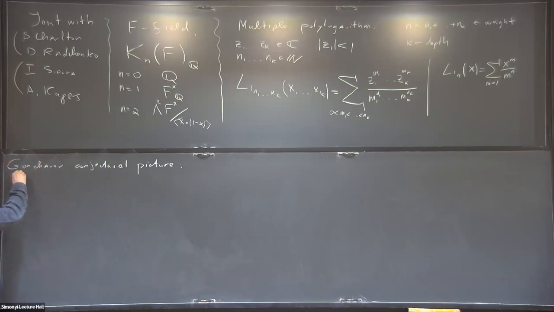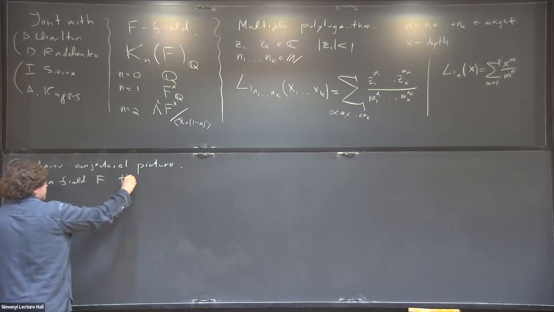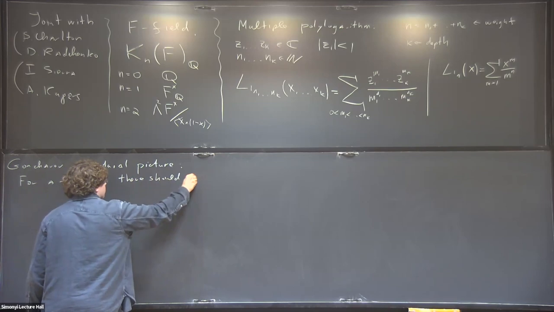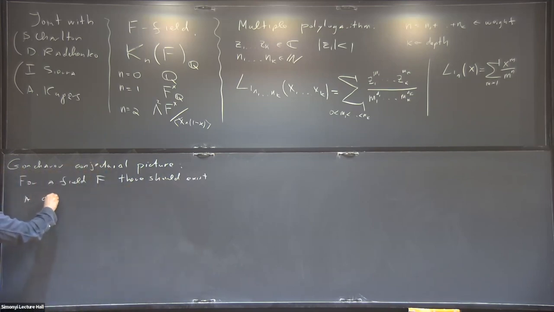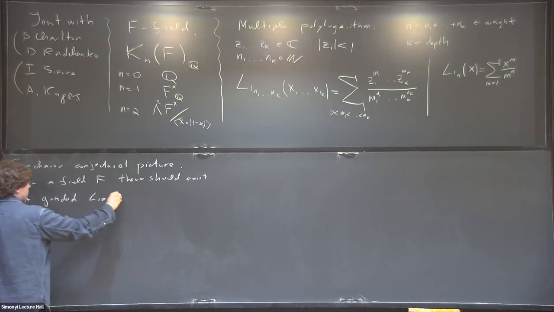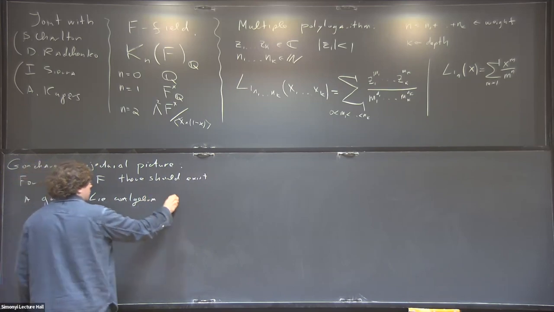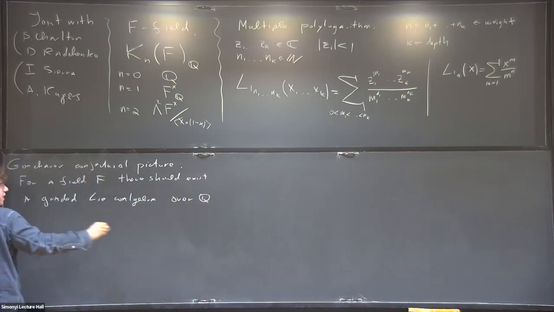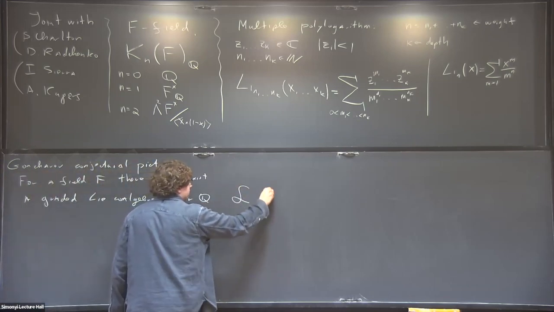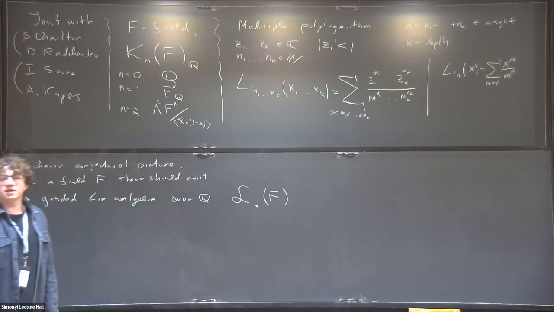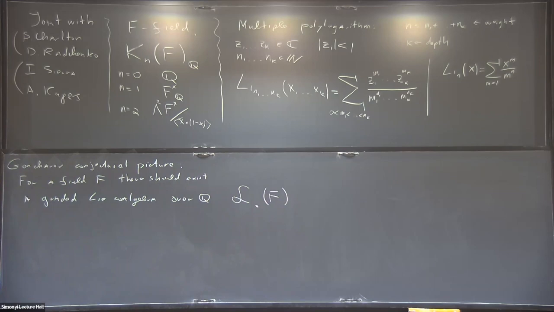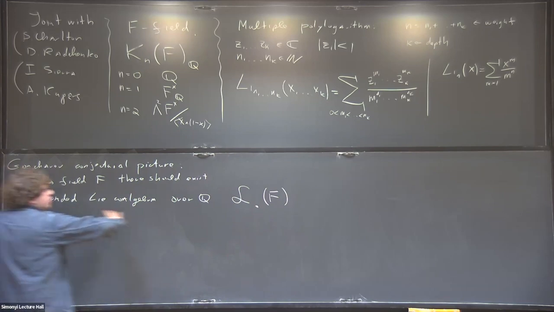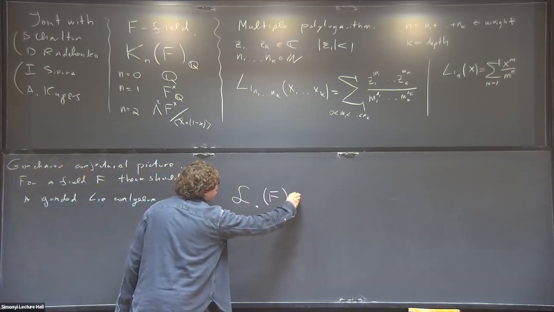For a field F, there should exist a graded Lie algebra over Q, let me call it L of F. This should be the fundamental Lie algebra of the category of mixed Tate motives over the field F. But not to get into that, I will stay within this polylogarithmic realm. Maybe I will later mention why. So there should exist a graded Lie algebra L of F with the following properties.